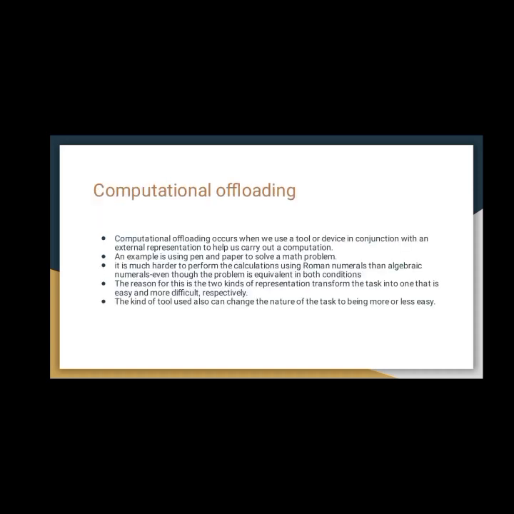Computational offloading. Computational offloading occurs when we use a tool or device in conjunction with an external representation to help us carry out computations. An example is using pen and paper to solve math problems. It is much harder to perform the calculations using Roman numerals than algebraic numerals, even though the problem is equivalent in both conditions. The reason for this is two kinds of representation transform the text into one that is easy and more difficult, respectively. The kind of tool used also can change the nature of a text to being more or less easy.